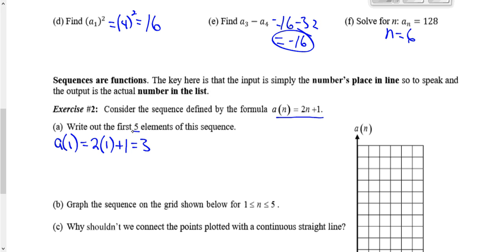And they want the first 5. So A2, the second term would be 2 times 2, right? Plus 1, which is 5. You getting the idea? So when you finish this out for the last 3, just do that. So what are those terms? Let's list them off. All right, I'll put 3, and then I'll put 5, and then you tell me the rest. You're missing one. 3, 5, 7, 9.